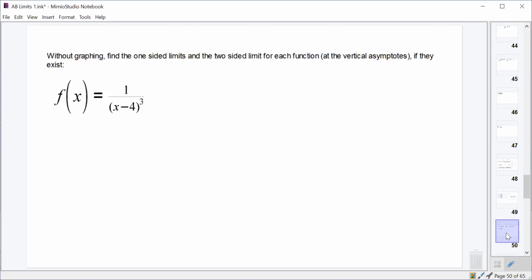So let us, without graphing this function, see if we can find the one-sided limits and the two-sided limit at the vertical asymptote. What's the vertical asymptote? That's the first thing we should probably figure out, right? X equals 4. So what we're looking for here is the limit as x approaches 4. Do we want to do from the left or from the right first? I'll leave it up to whoever says first.